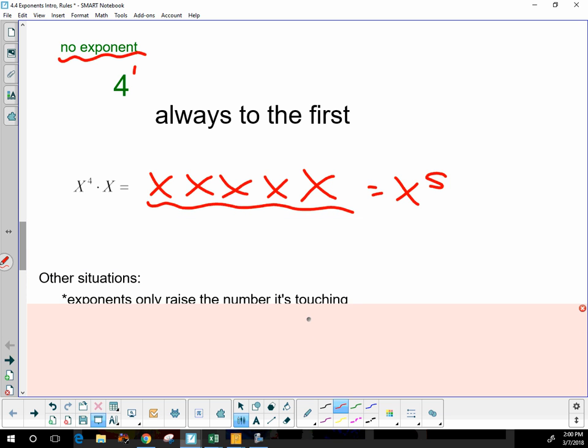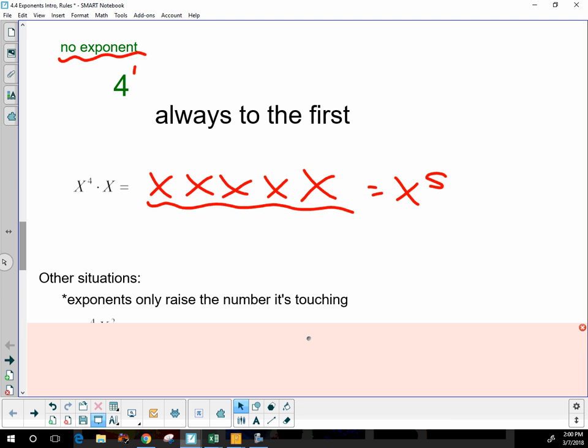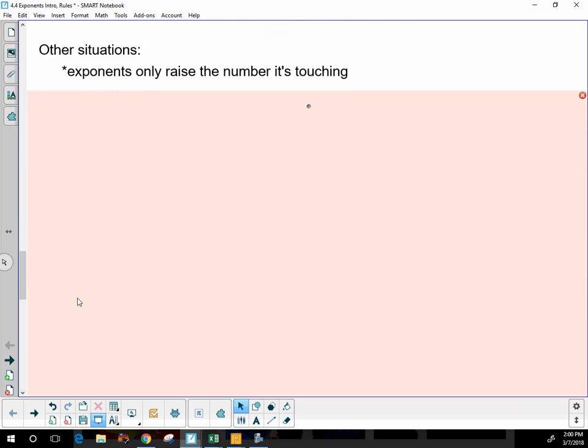So let's take a look at some of the other situations you might see when working with the product rule. One thing we need to keep in mind, exponents only raise the number it's touching. And now it might not exactly be touching, but that's the term we're going to go with. Let me scroll this up a bit.